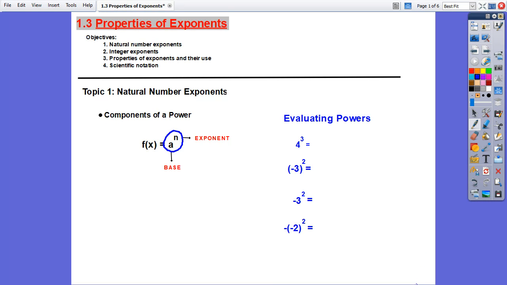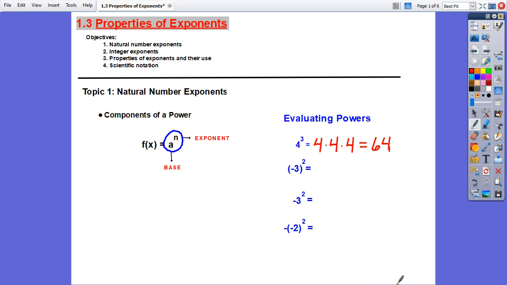Let's go ahead and look at evaluating powers. For the most part here, you should be fine. Really, order of operations is the only thing you may have some issues with here, and that's what we just finished talking about in 1.2. But 4 cubed, as long as you look to expand that out as 4 times 4 times 4, you should end up being fine at 64 as your value.